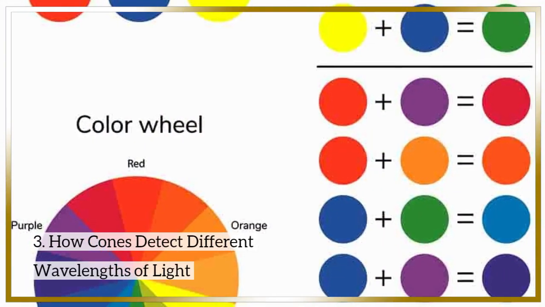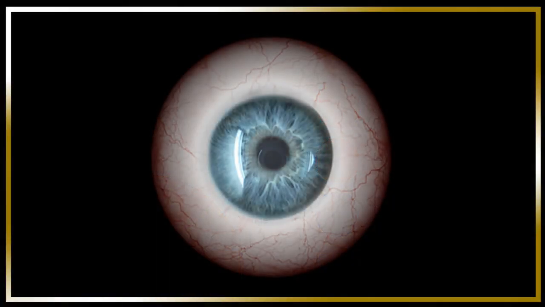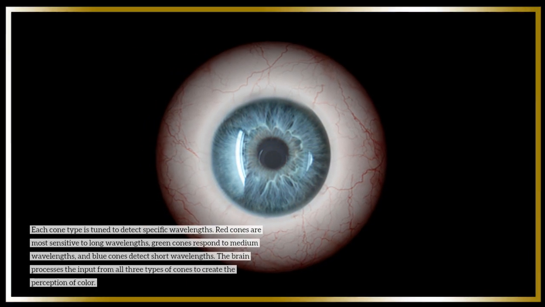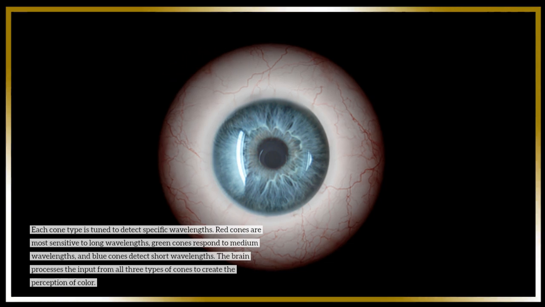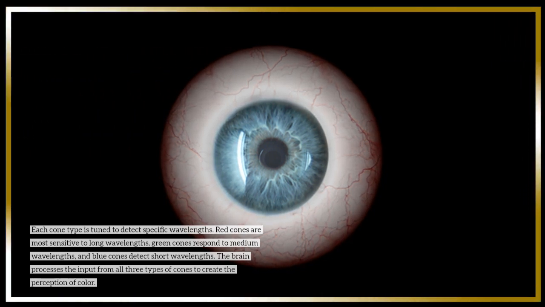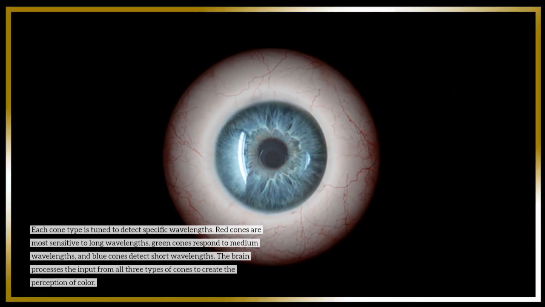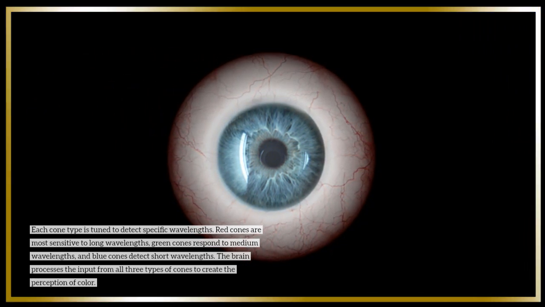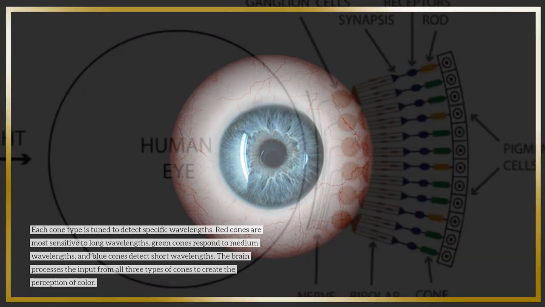3. How cones detect different wavelengths of light. Each cone type is tuned to detect specific wavelengths. Red cones are most sensitive to long wavelengths, green cones respond to medium wavelengths, and blue cones detect short wavelengths. The brain processes the input from all 3 types of cones to create the perception of color.